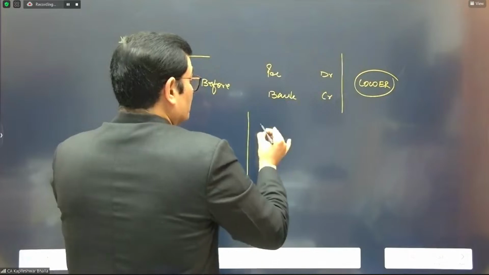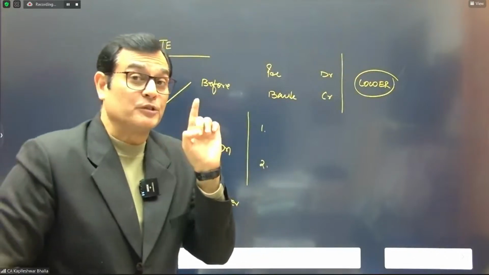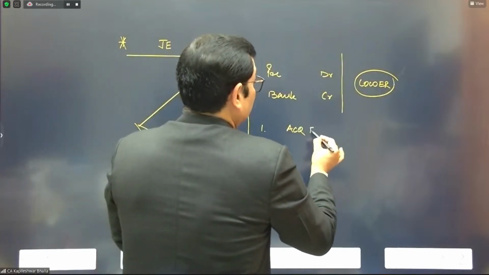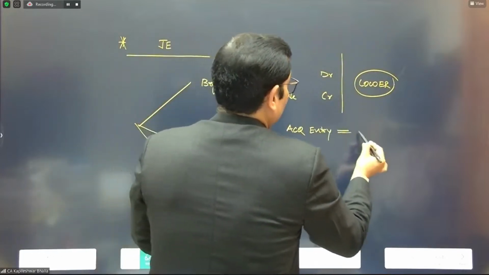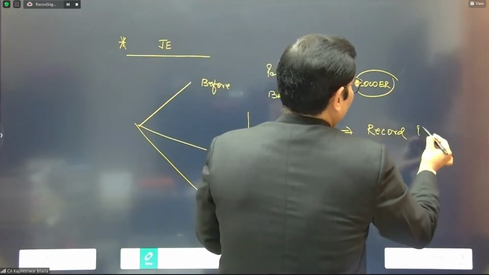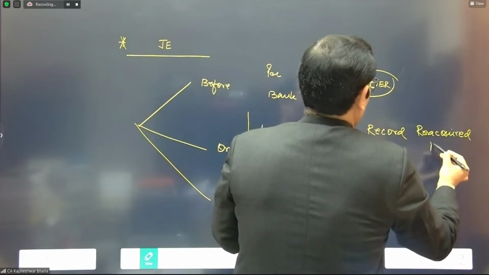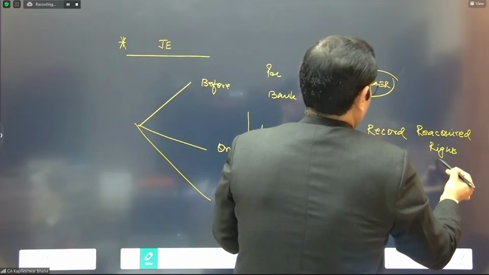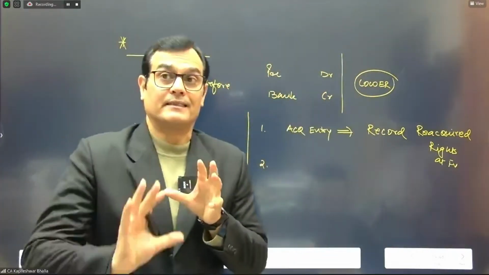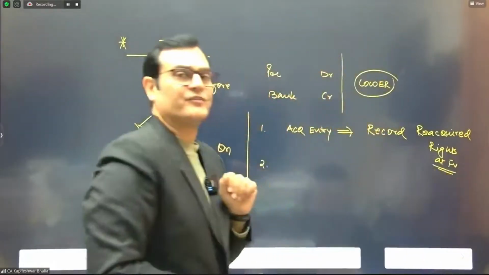Now, on the date of acquisition, as a part of the acquisition entry, there are two things to be done. One, you are going to record the reacquired rights at fair value. As a part of the acquisition entry, in the list of the net assets, since that right is coming back to you, you need to record the reacquired rights at a fair value.